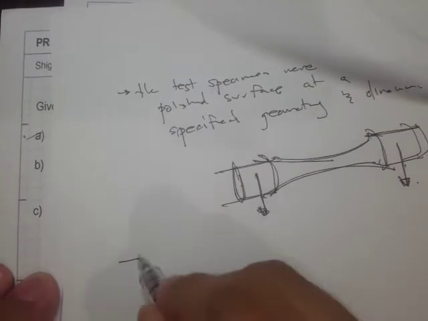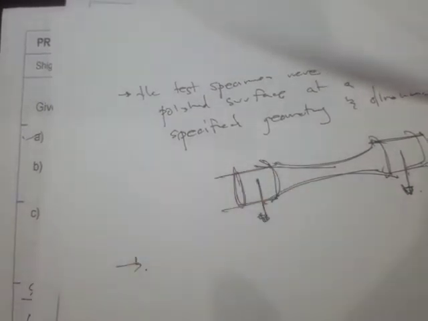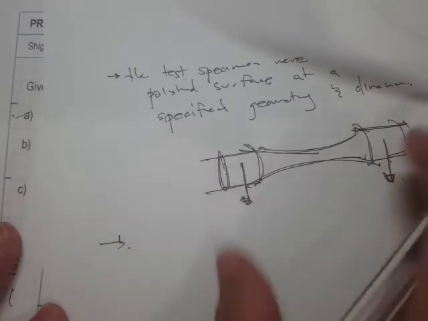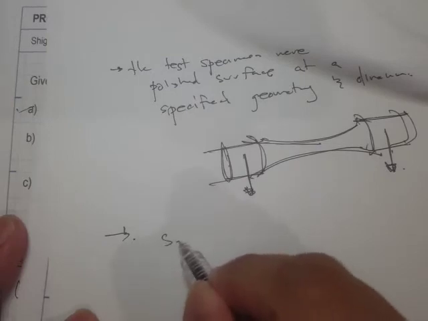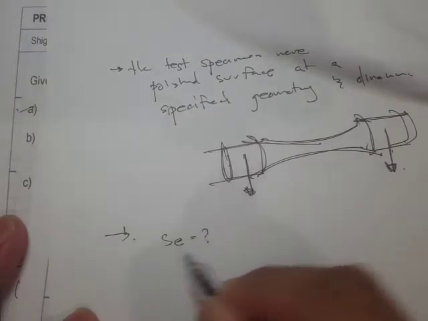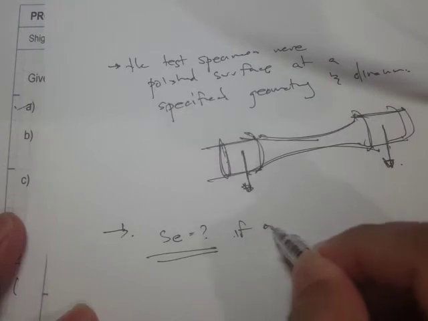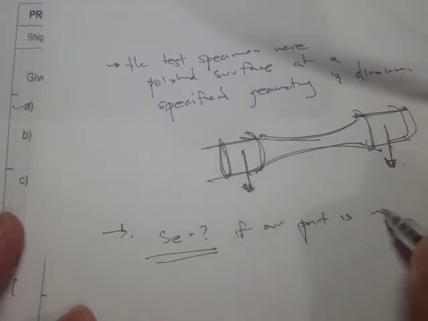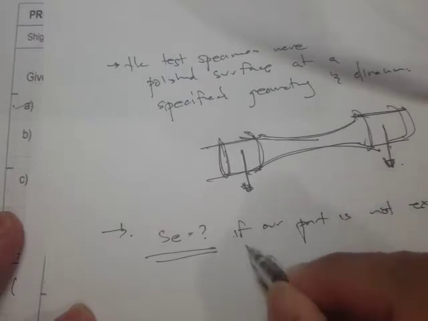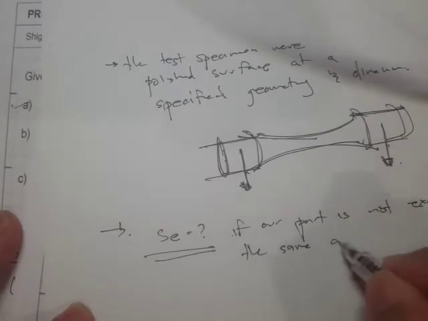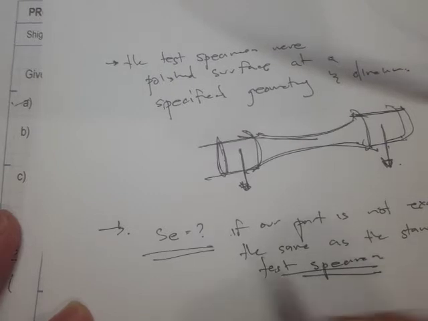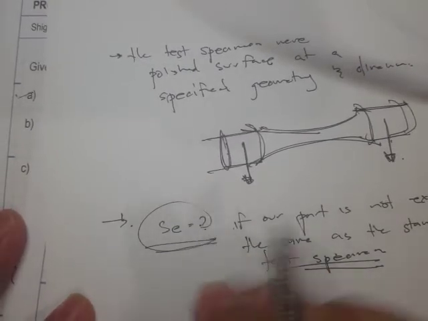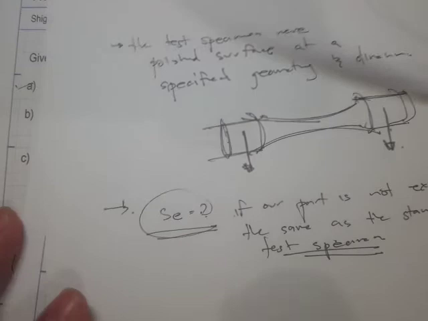So the question is, if we have a part that's not exactly the same as this standard test specimen, then what's going to happen to our Se, to our endurance limit? If our part is not exactly the same as the standard test specimen, what's going to be the value of this Se? Is it the same as the ones we computed?